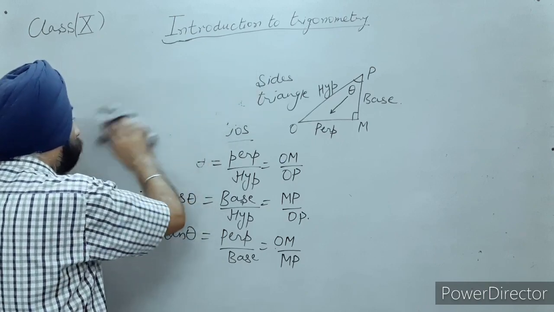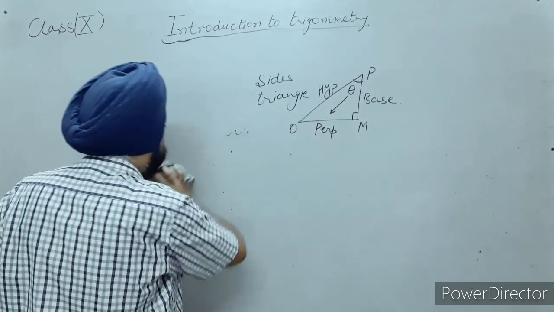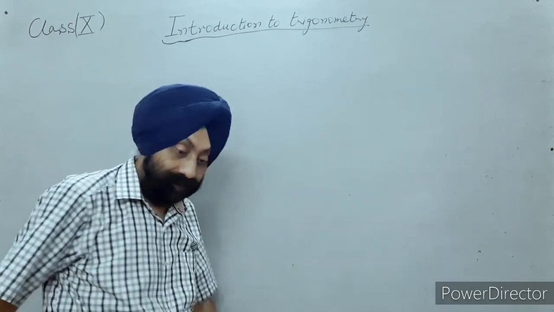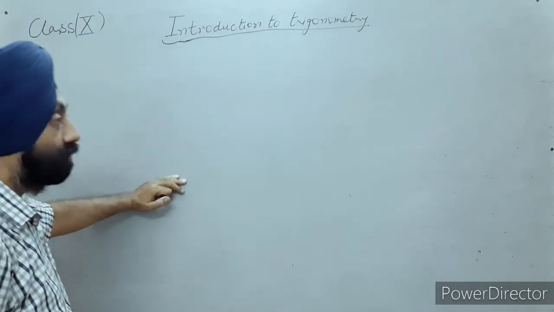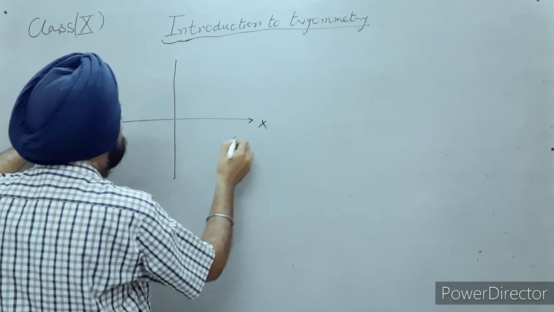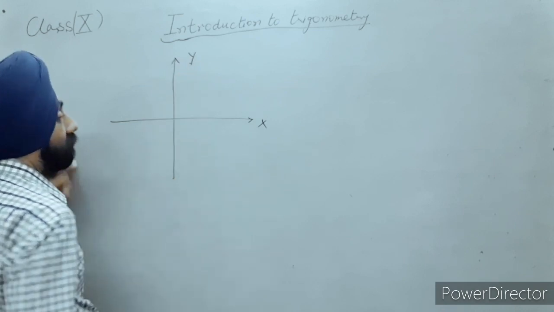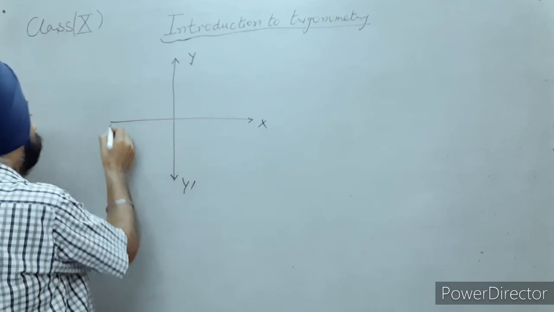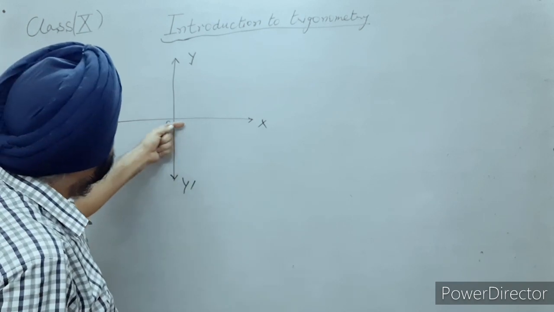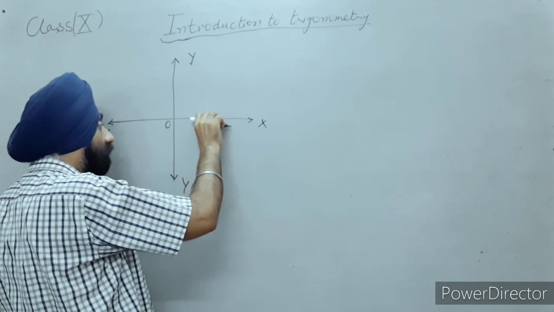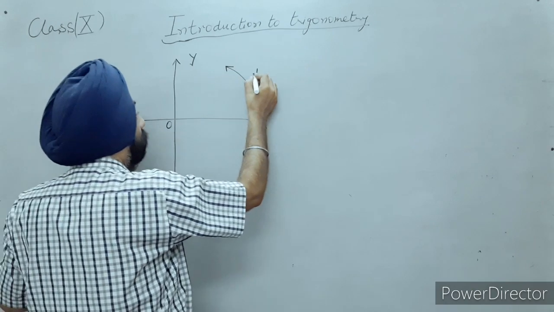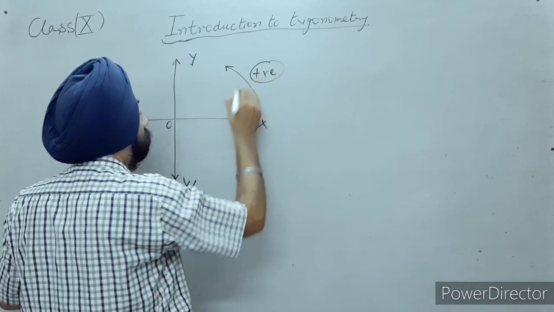Now let us move a bit further. Let me introduce you to the quadrants. This is the x-axis, this is your y-axis, this is y dash, this is x dash. Now this is the origin. My initial position when the line starts moving from this in this direction, that is anti-clockwise direction, is always taken as positive direction.